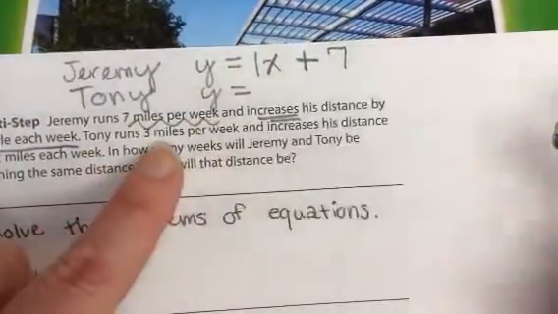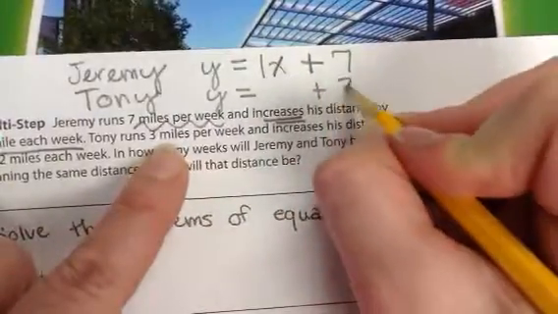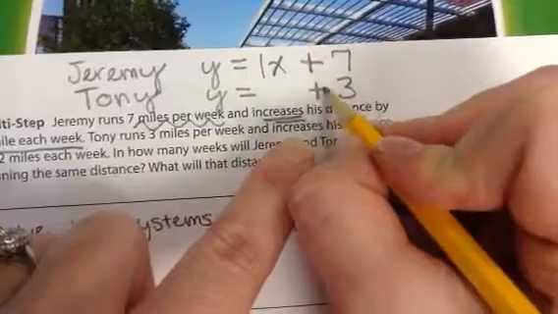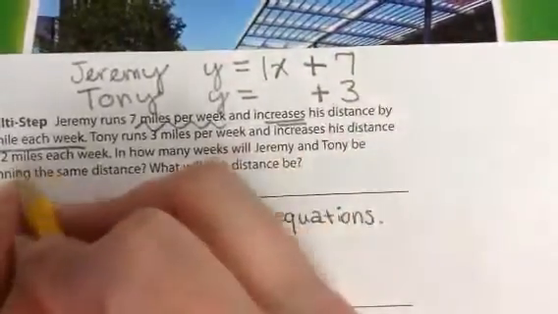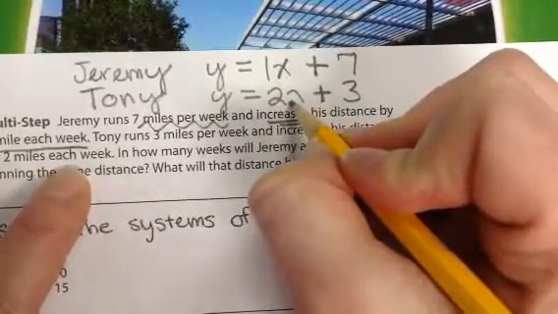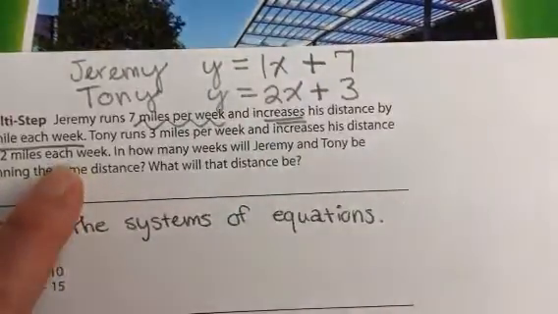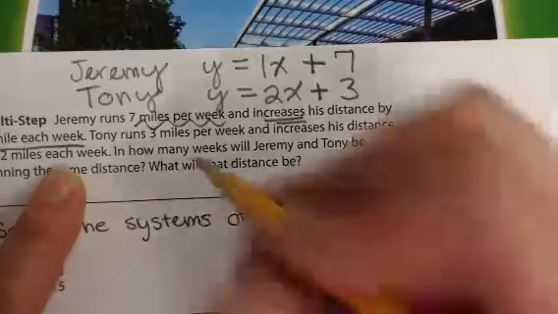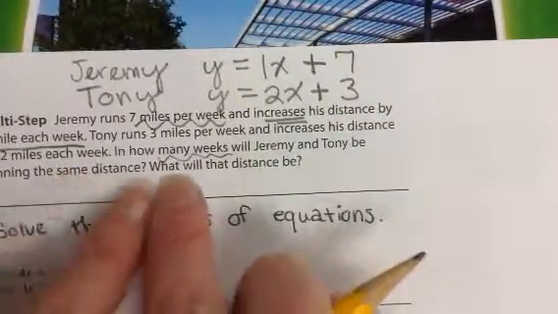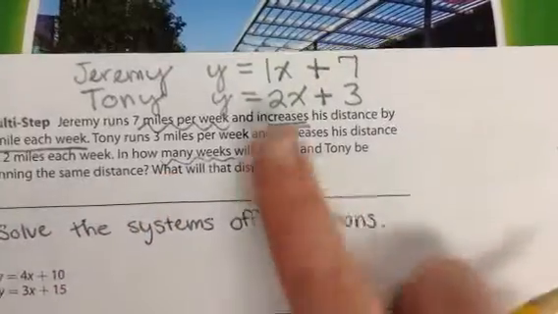Tony runs 3 miles a week, so that's the for sure. But he's increasing, so I put my plus, by 2 miles a week. So 2 times x. X stands for the number of weeks, as I don't know how many weeks they're talking about. That's what they were asking. How many weeks? What will that distance be?